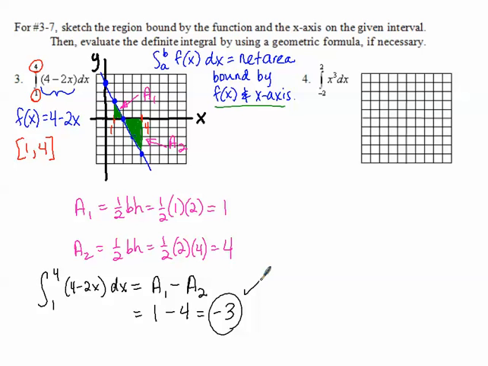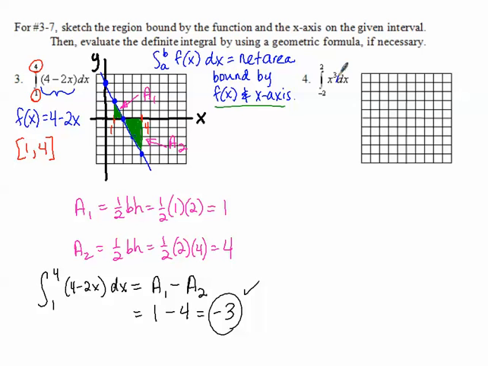Does it make sense that it's negative? Well, definite integral, remember, doesn't mean the area, it means the net area, the area above minus the area below. Well, how much area is above compared to what's below? There's more area below, so this is telling us that there's more area that's on the negative side of the graph, below the x-axis. Let's take a look at the next example.